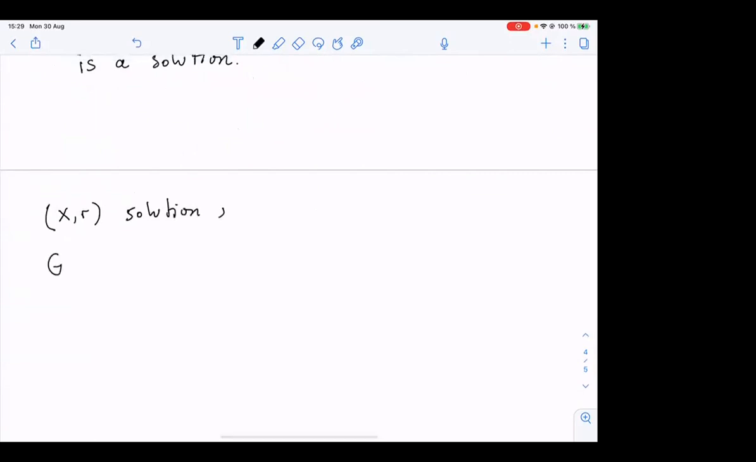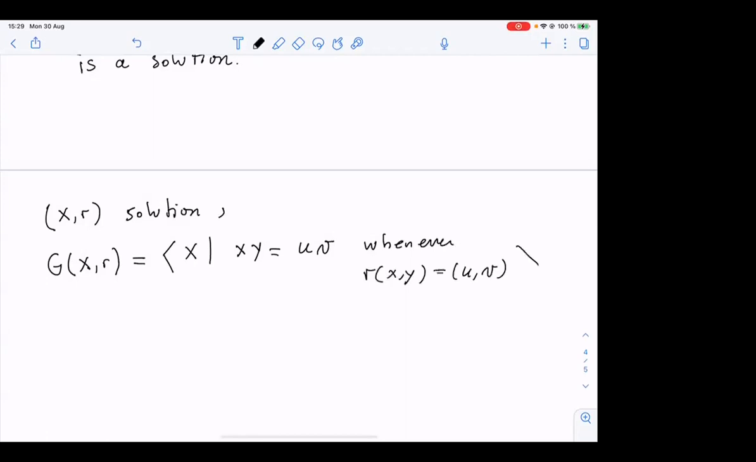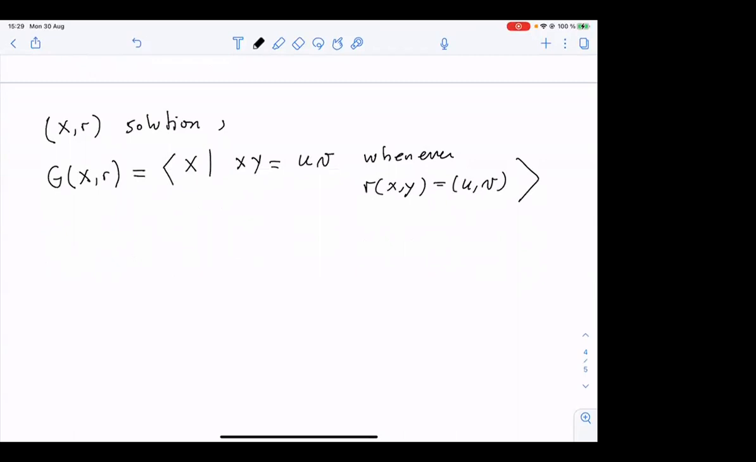Of course, you can define a group. So this is the group with generators the elements of X and the following relations. So you take XY is the same as UV whenever R sends XY to UV. This object was introduced by Etingof, Schedler, and Soloviev, and it is known as the structure group of the solution. Okay, and let me compute an example before explaining what you can do with this.